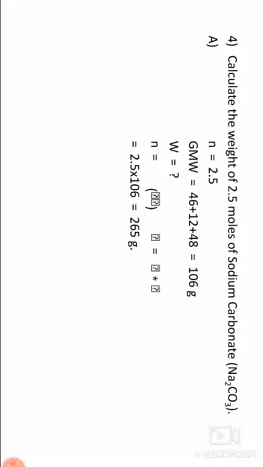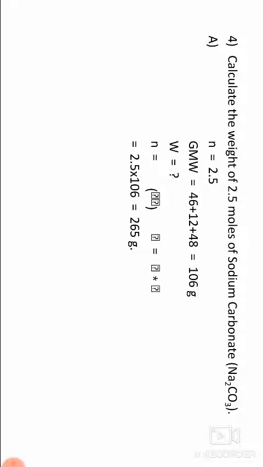Another one: M1 V1 equals M2 V2. M1 is the molarity of the concentrated solution, V1 is the volume of the concentrated solution, M2 is the molarity of the dilute solution, V2 is the volume of the dilute solution.